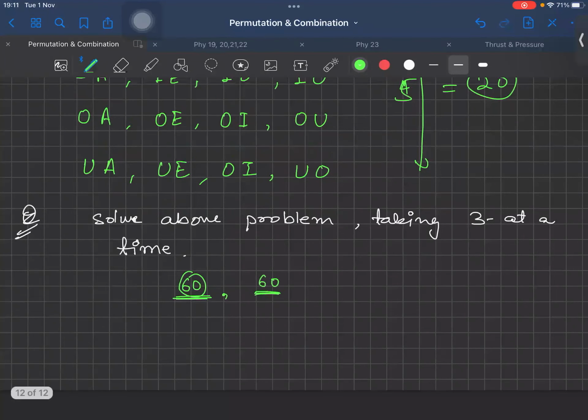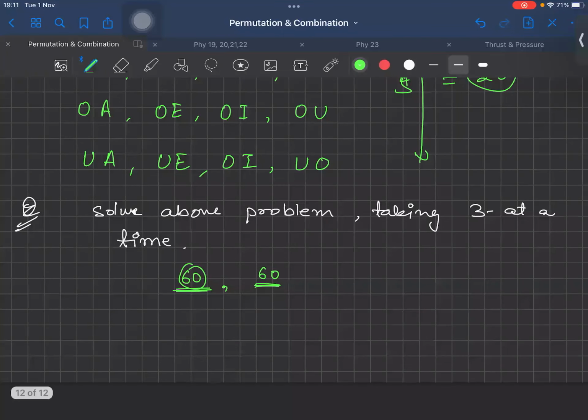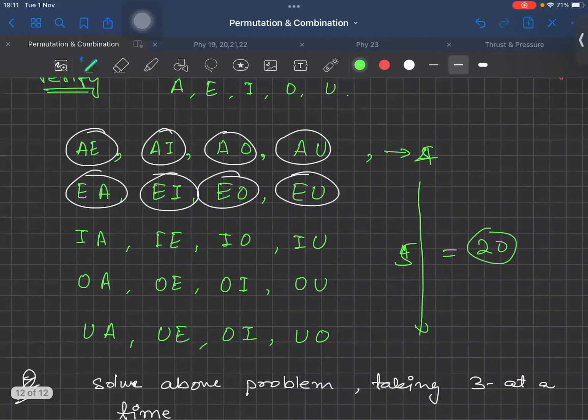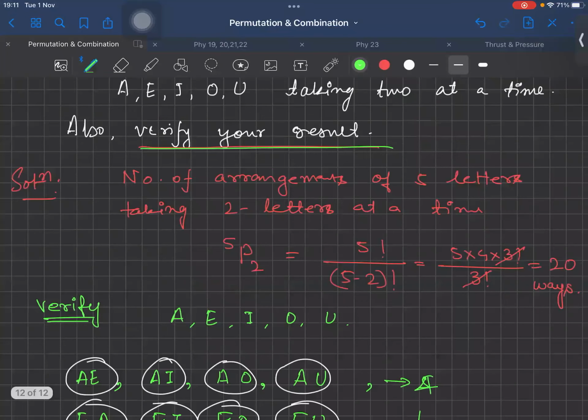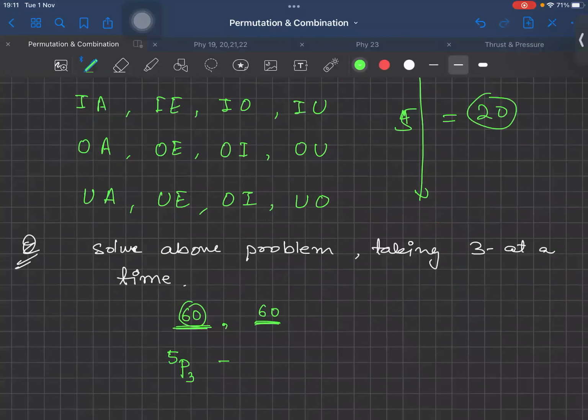So you are finding the number of arrangements of 5 letters taking 3 at a time, right? That means you are finding 5P3, isn't it? That means 5 factorial upon (5 minus 3) factorial, or 2 factorial. That means this will be equal to 5 into 4 into 3, right? So that will be 60. Okay. So can you verify your result?